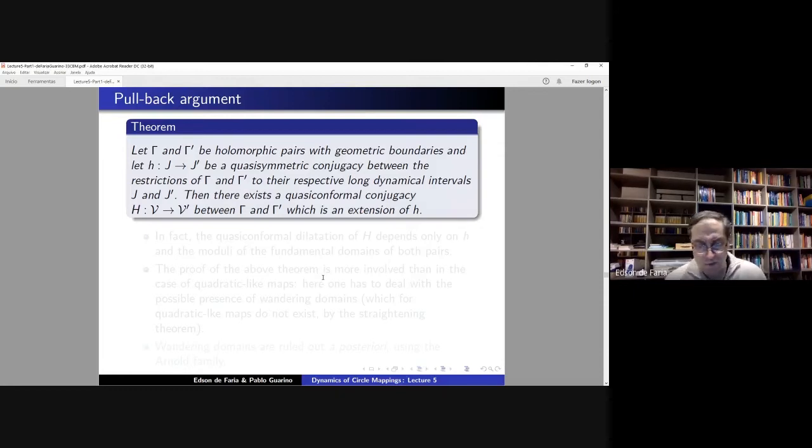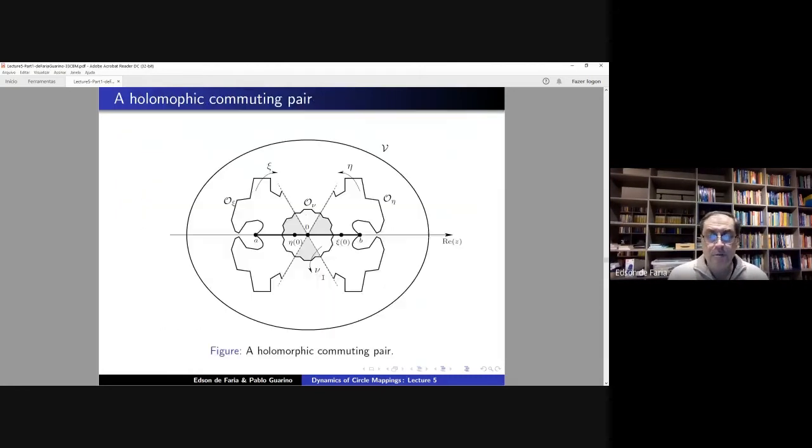And in fact, the quasi-conformal distortion that you get depends only on the quasi-symmetric distortion of the conjugacy on the real line, plus the modulus of this annulus, because I guess I didn't say that, but there is an annulus here too, which is just this larger domain V minus the union of these three smaller domains, O sub xi, O sub nu, and O sub eta, okay? Because the union of these is also a topological disk, okay?